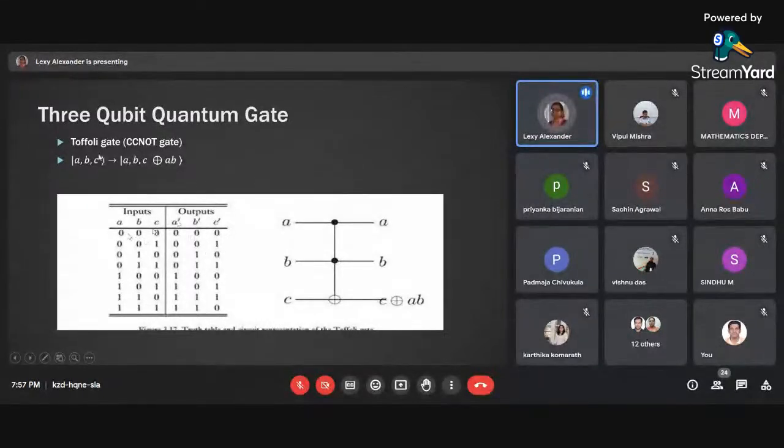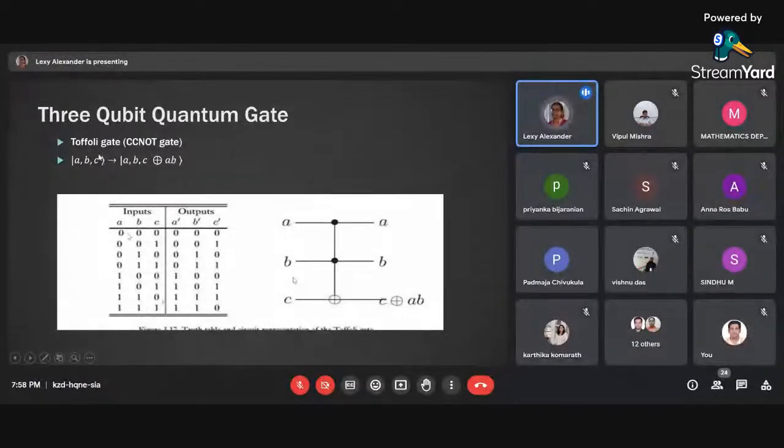I have written the different values of A, B and C, all 8 combinations. Up to the last two, all inputs and outputs are the same. Only for the last two are A and B both 1. In that case, C will be flipped. That is, 110 will be mapped to 111, and 111 will be mapped to 110.